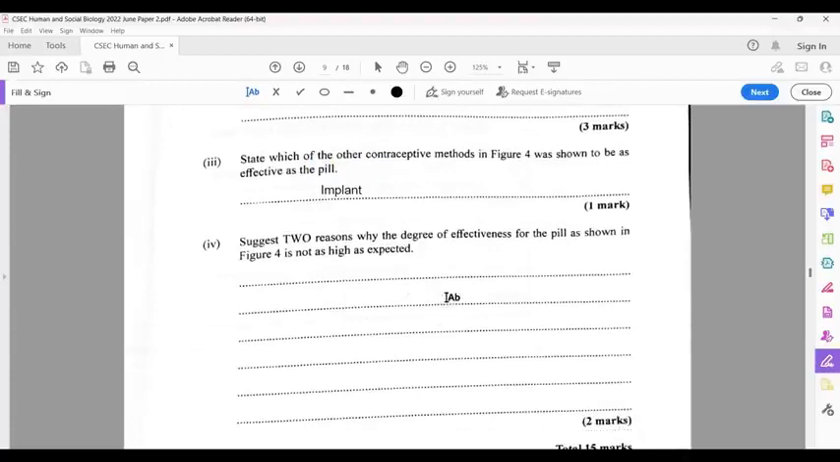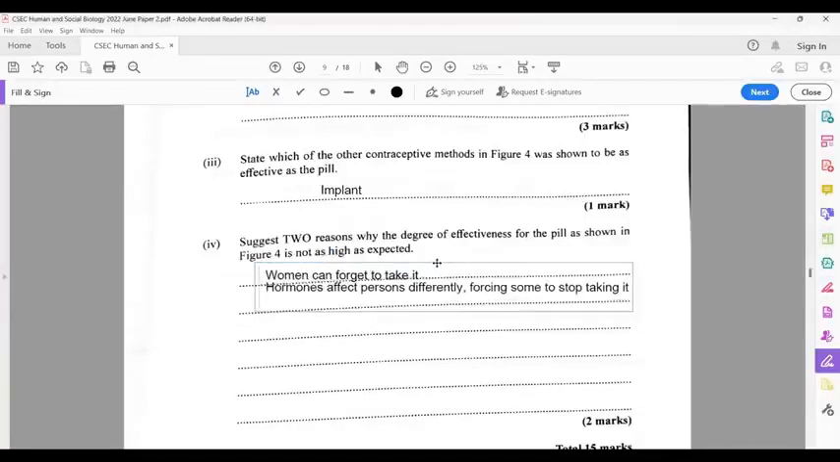Suggest 2 reasons why the degree of effectiveness for the pill, as shown in figure 4, is not as high as expected. And that comes in with use. Many times women can forget to take it, and simply forgetting to take it voids the whole point of the contraceptive. The hormones can affect persons differently, which could sometimes force them to have to stop taking it. So those are 2 suggestions why the degree of effectiveness may not be as expected.